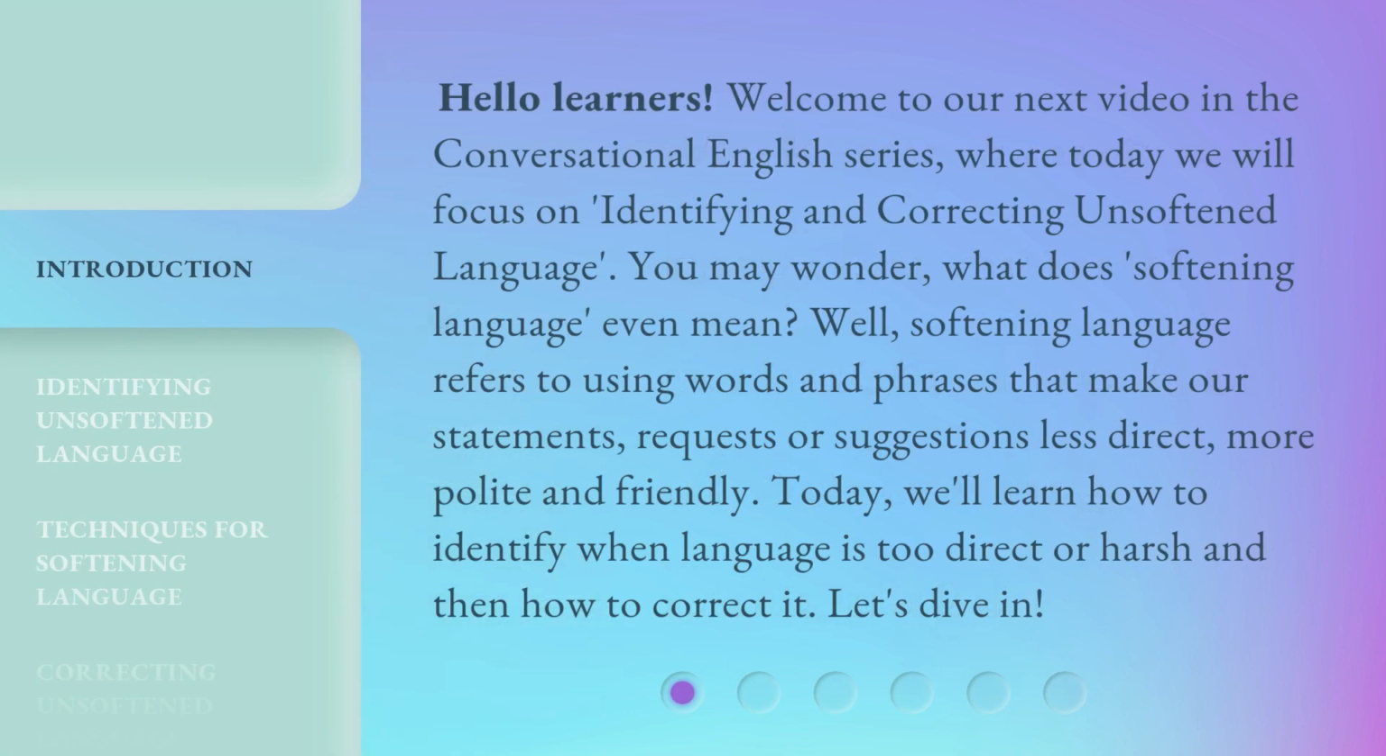Hello learners. Welcome to our next video in the Conversational English series, where today we will focus on identifying and correcting unsoftened language. You may wonder, what does softening language even mean? Well, softening language refers to using words and phrases that make our statements, requests or suggestions less direct, more polite and friendly. Today, we'll learn how to identify when language is too direct or harsh and then how to correct it. Let's dive in.